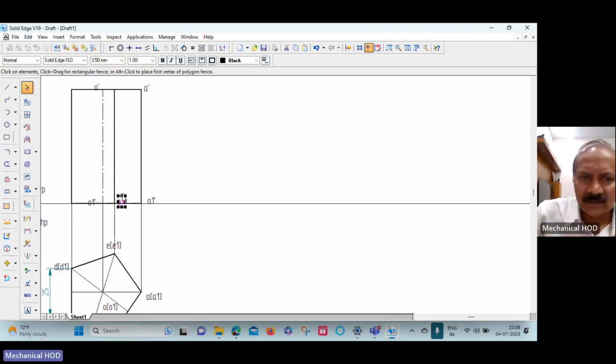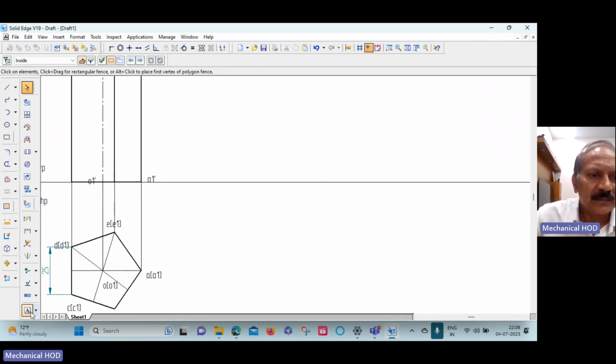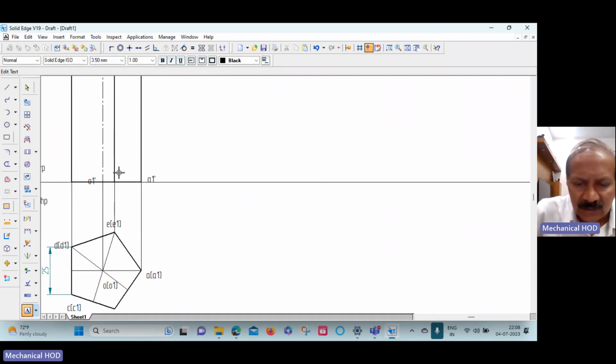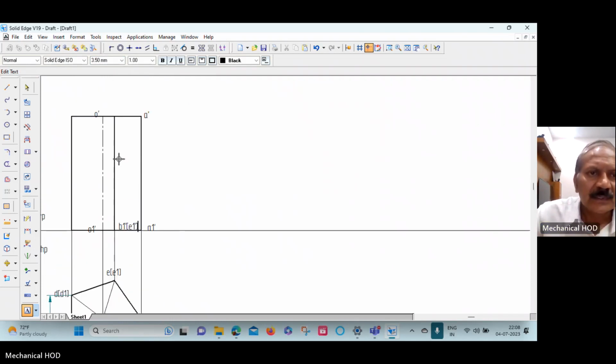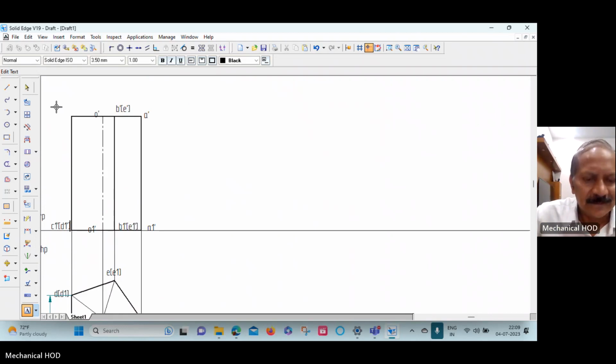Edit this. This should be B1 E1 here at the bottom. This should be B1 dash, B1 dash. This should be B dash, E dash. This should be C1 dash, D1 dash. C dash, D dash. So naming is very important. Do the naming immediately.